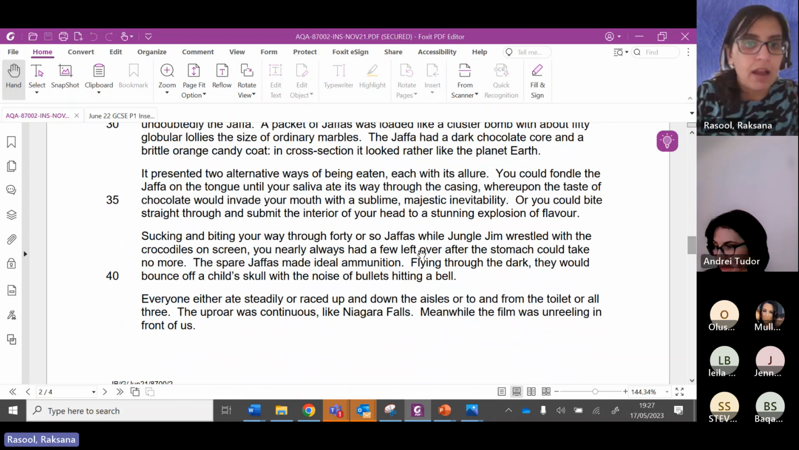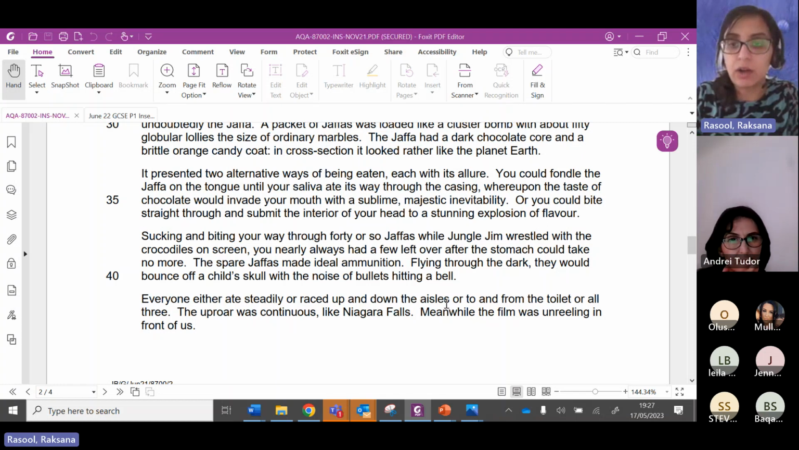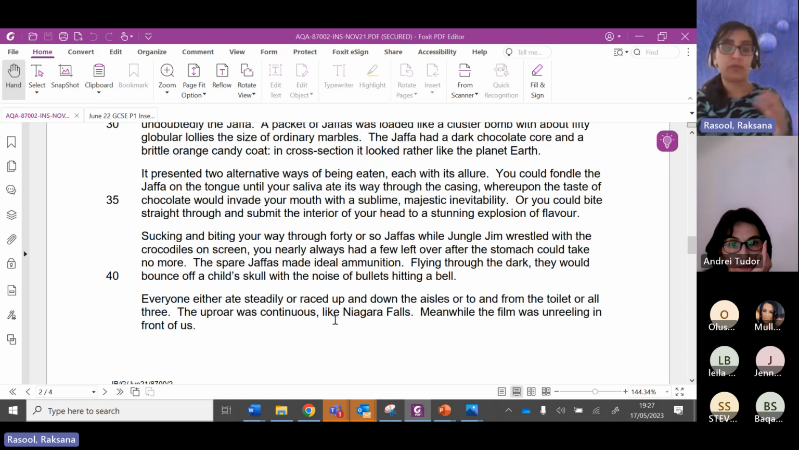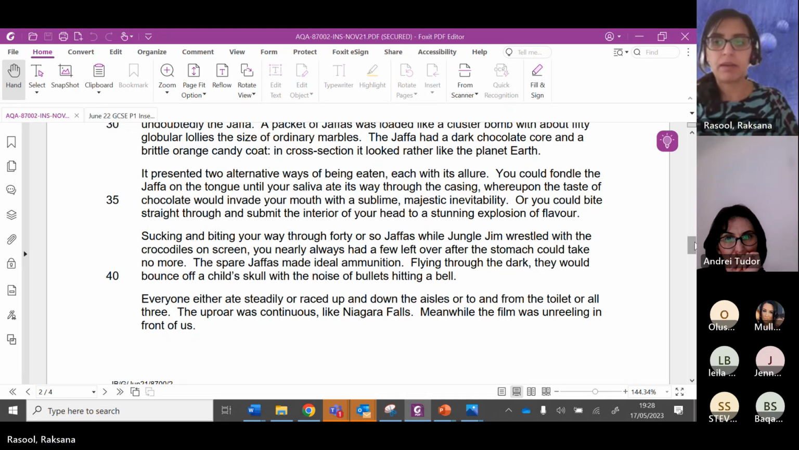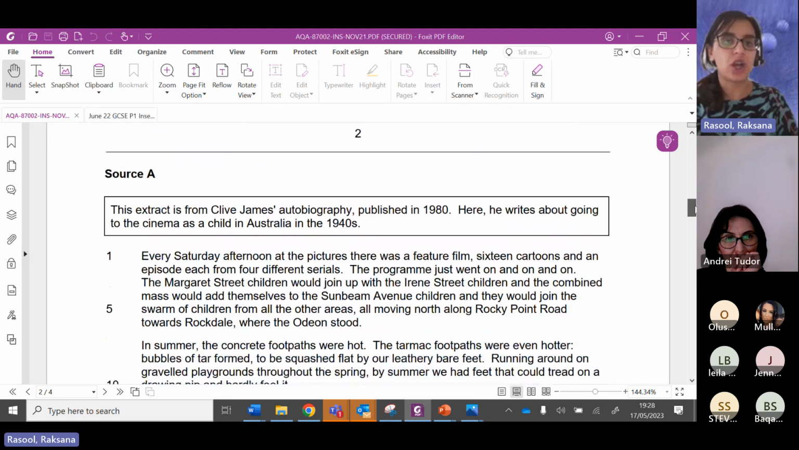Where was I? Everyone either ate steadily or raced up and down the aisles or to and from the toilet, or all three. The uproar, so the noise was continuous like Niagara Falls. It was never ending. The children were full of beans. Obviously, the sweets made them more hyperactive. And meanwhile, the film was reeling in front of us. Okay, so here he's describing his childhood.